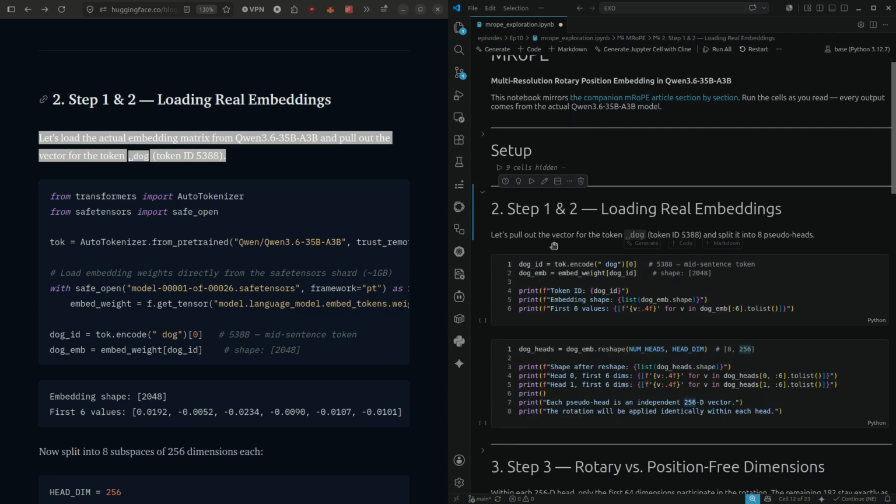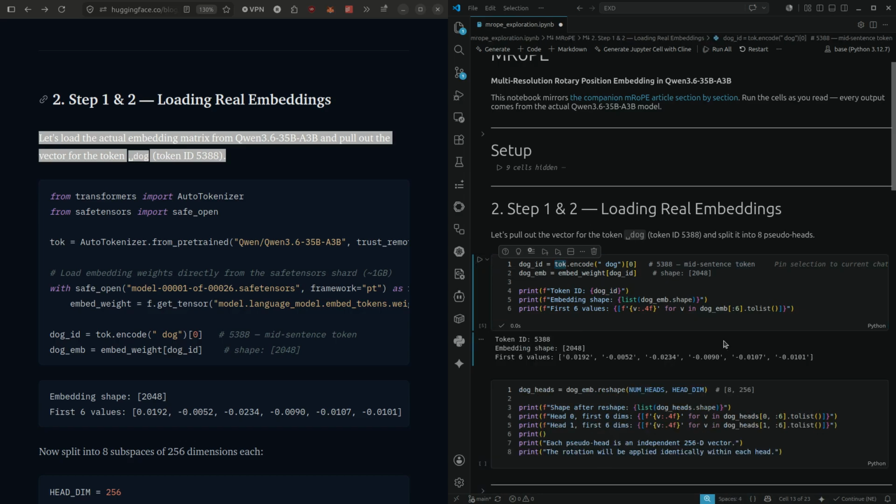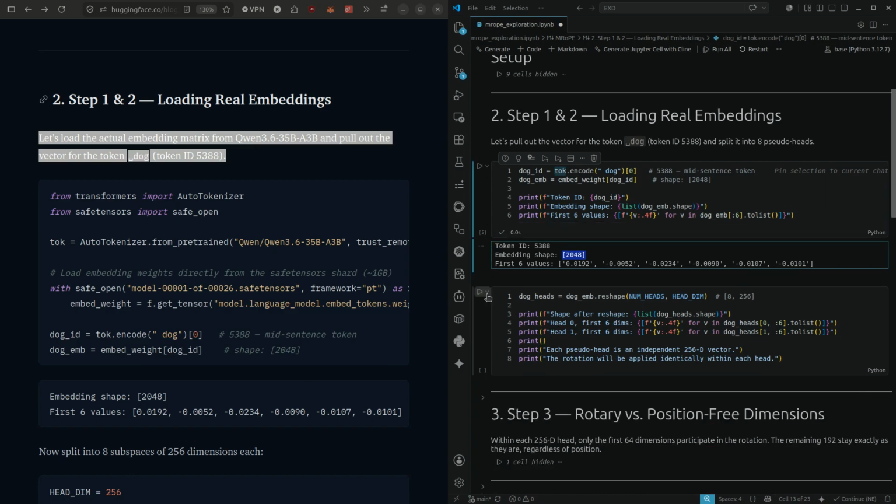So let's get the vector for dog. We've also downloaded the tokenizer, by the way. TOK is the tokenizer. Of course, it's a 2048 dimensional vector, so we can't see all of it, but this is what the vectors look like. I just like to look at all these things. See, it has 2048 dimensions. This is its token ID.